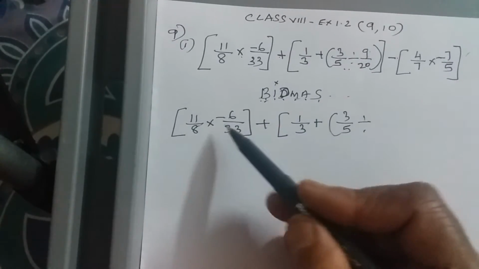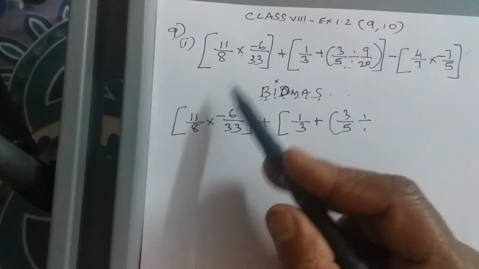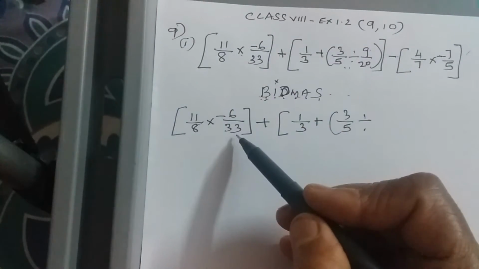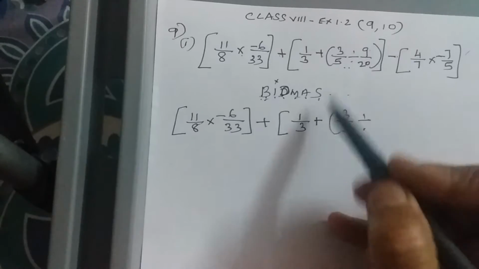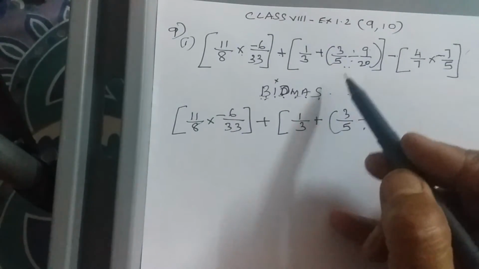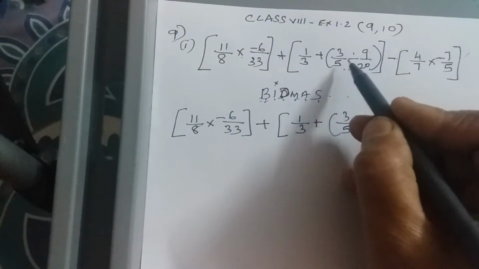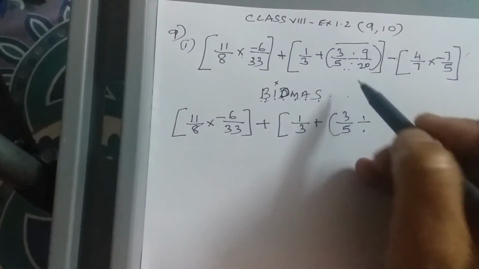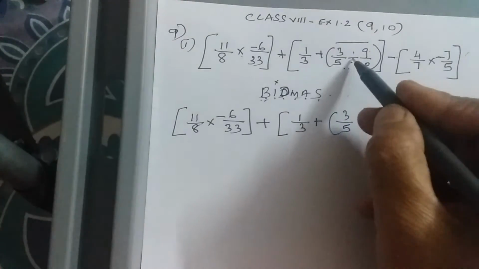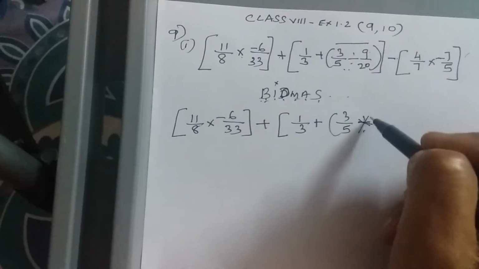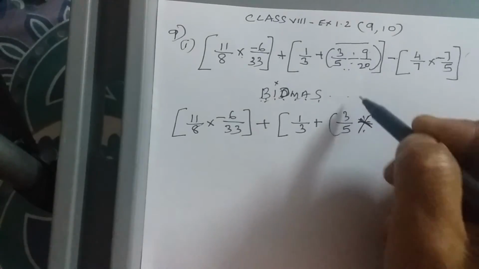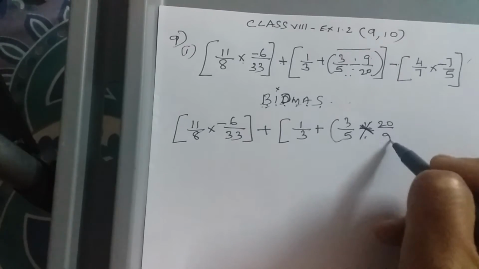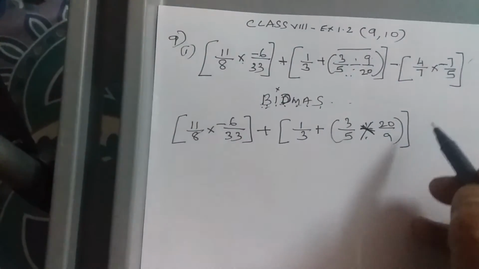We'll write the sum once again, so that when we are cancelling, the question can be clear. So 11 by 8 into minus 6 by 33 plus 1 by 3 plus, innermost bracket, 3 by 5. And what to do for division? Yes, we are dividing 3 by 5 divided by 9 by 20. Innermost bracket we are doing first. So the first rational number as it is, change division into multiplication and write the reciprocal of the second rational number. 9 by 20 becomes 20 by 9.